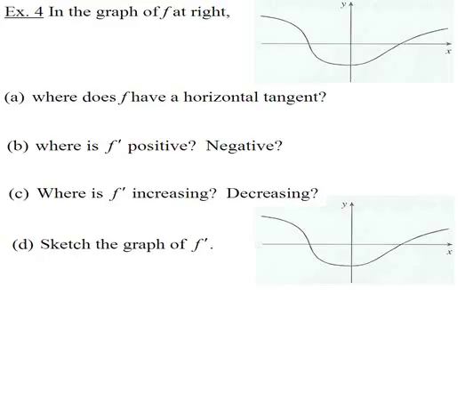In example 4, the graph of function f is shown. Where does f have a horizontal tangent? It looks like we could draw a horizontal line that skims the graph somewhere near x equals 0.